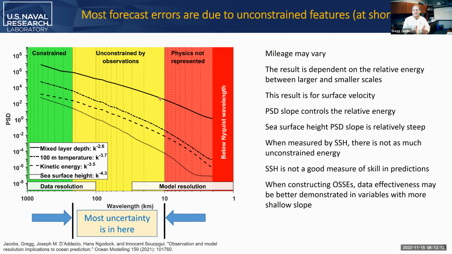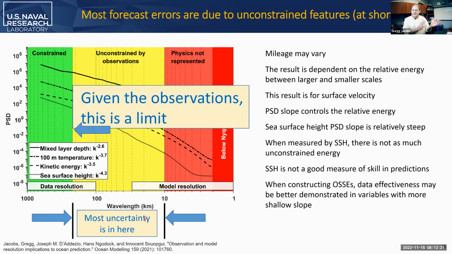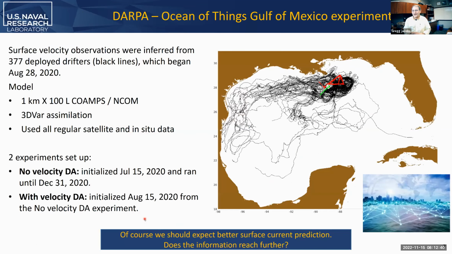If you want a hard problem, try to predict mixed layer depth. That is hard. But the interesting conclusion is where the uncertainty is. And given the observations, we can improve the models, we can improve the assimilation, we might move that boundary between the yellow and the green areas a bit, but realistically, it's the observation resolution that's defining where that boundary is. The only way to get around that is to increase the observation density.